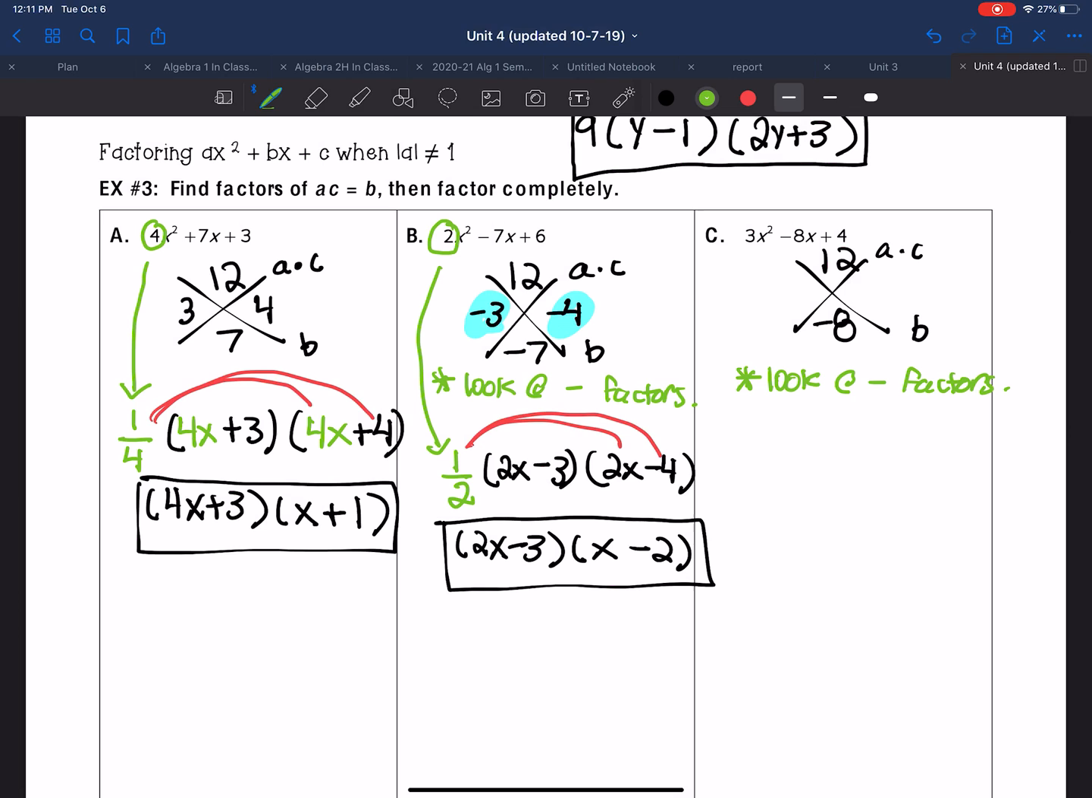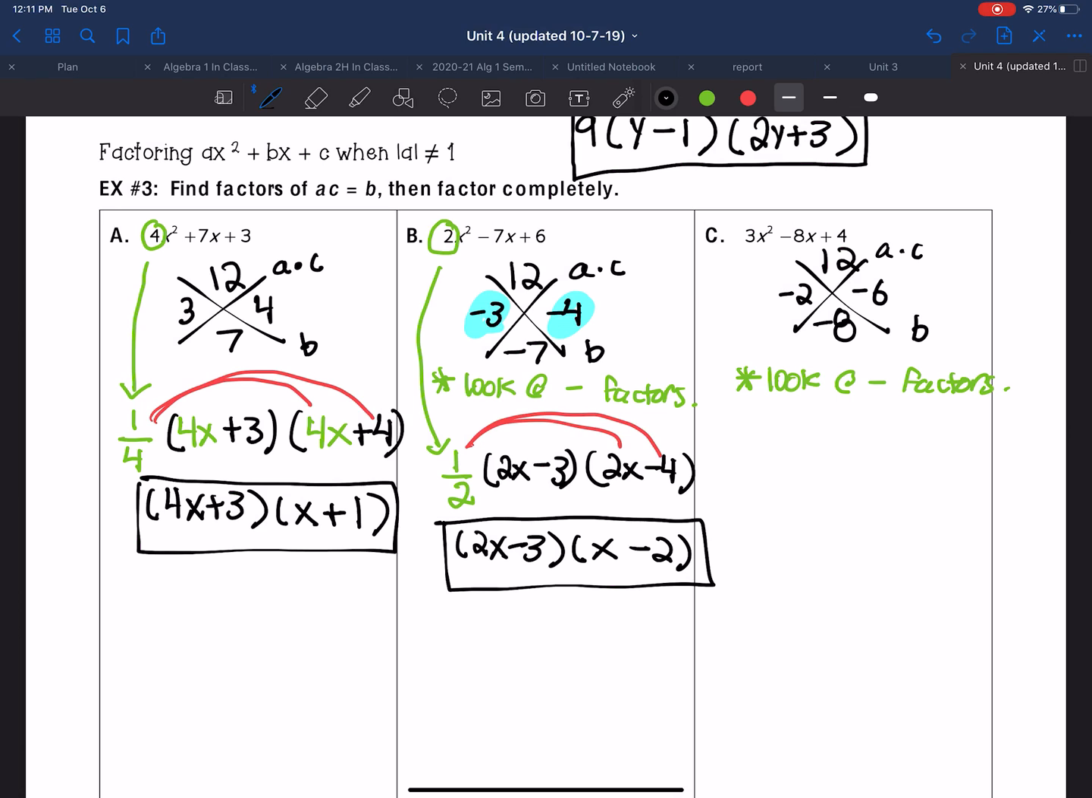All right, so some negative factors of 12. We have -3 times -4, but that only adds up to -7. But what about -2 times -6? That's going to multiply to 12, and that's also going to add up to -8. So I'm going to go ahead and put -2 and -6 in. Once again, they multiply to 12, and then they add up to -8. So we're exactly where we need to be.